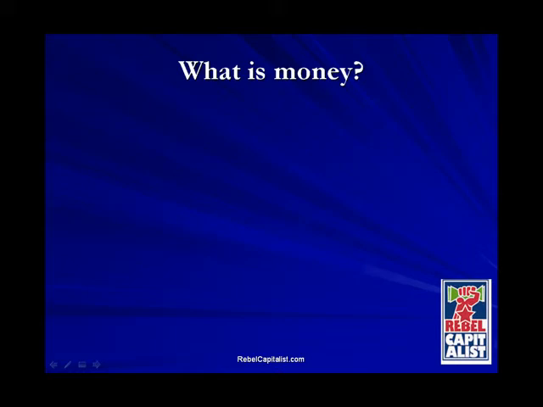So let's start. What is money? Money is a method of exchange. Now think of this. Before money or currencies, there was essentially a barter system where people exchanged goods for goods or services for goods or even services for services.